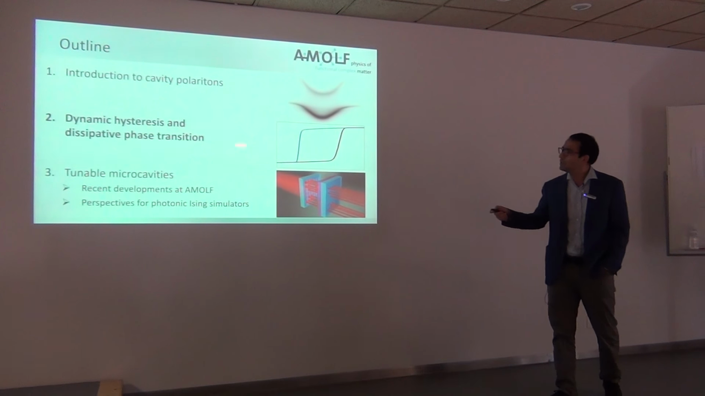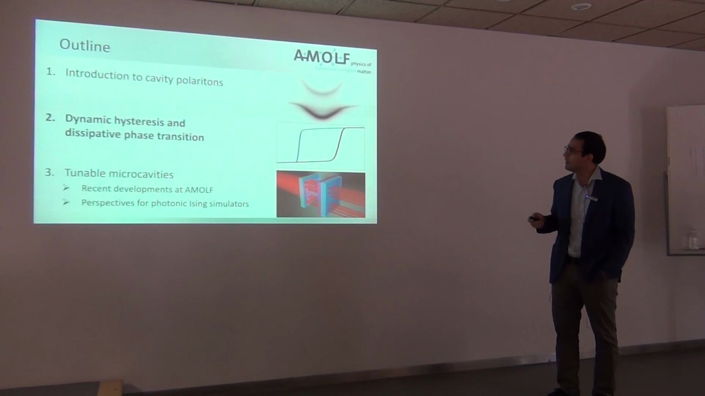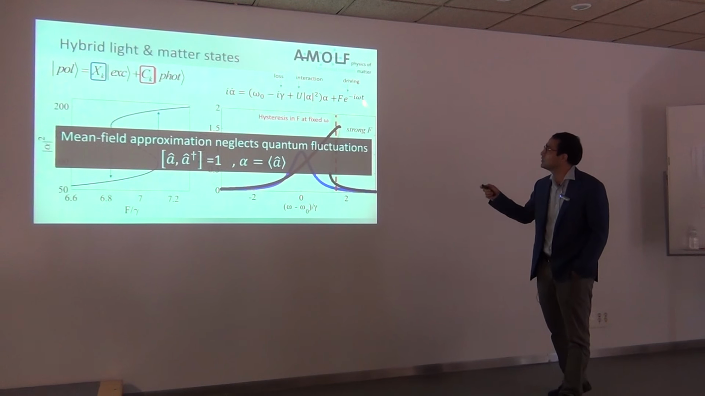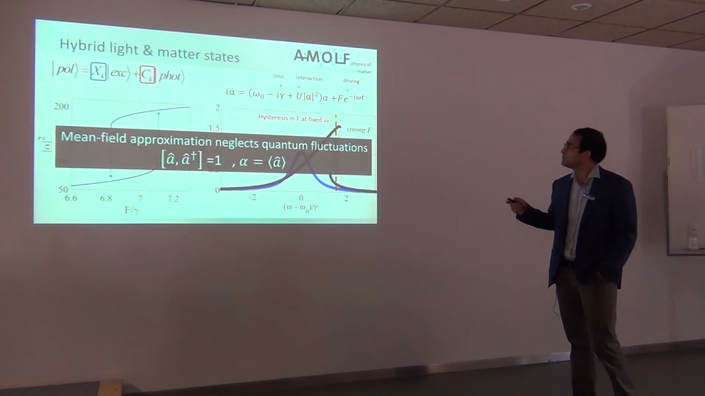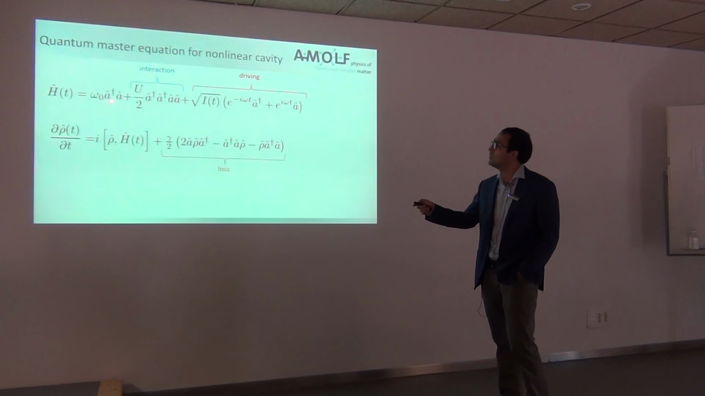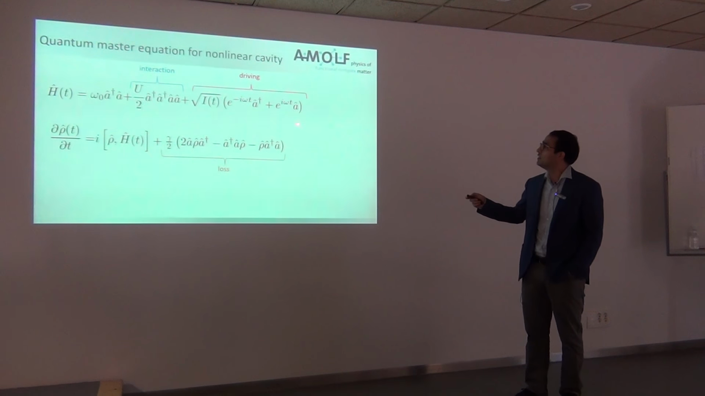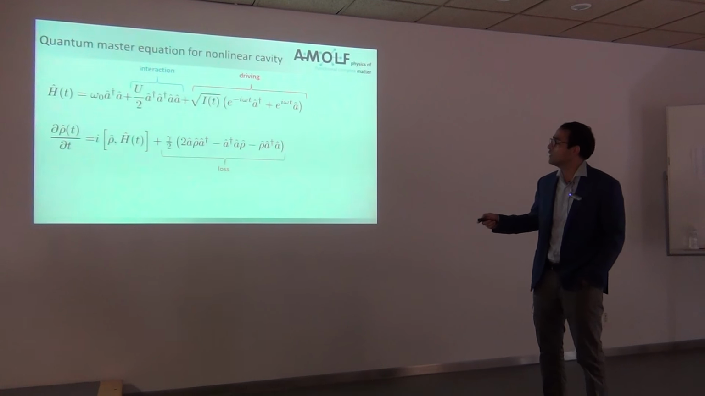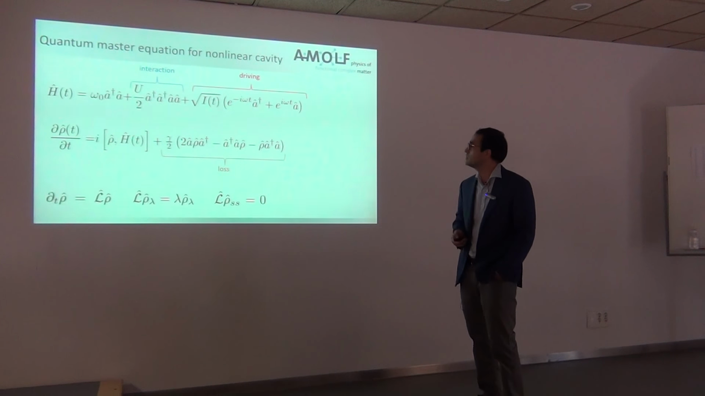Okay, so now I'm going to talk about dynamic hysteresis and a dissipative phase transition in a zero-dimensional system. And there's something very important that I missed in this mean field description that I gave you, and it is the fact that mean field models neglect quantum fluctuations. So let's describe the system using a master equation formalism. This is the Hamiltonian, where you have the mode energy and the interaction energy that corresponds to this Kerr nonlinearity. You have coherent driving, and we describe the dissipative dynamics with a Lindblad master equation. So this is the conservative part, and these are the Lindblad terms, taking account of loss.